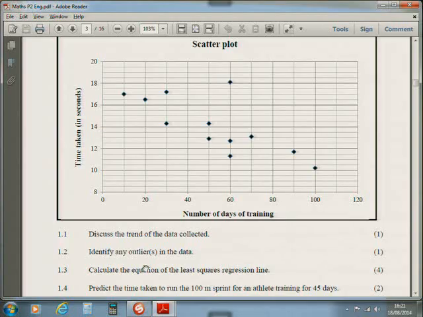I'm sure you are happy with that, just to discuss the trend. It's a 1 mark thing. And you can see from this table here that when the number of days increases, the time also goes down. It decreases. Thank you very much. At least I have a better pen to write here. Right.